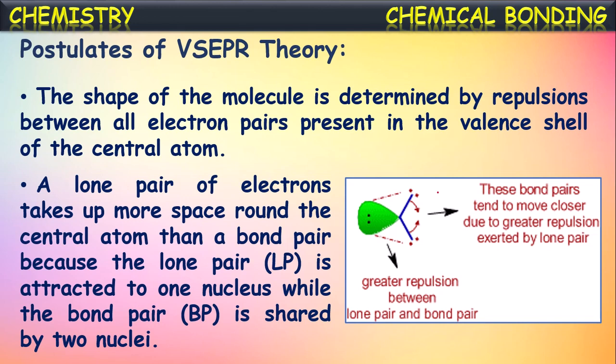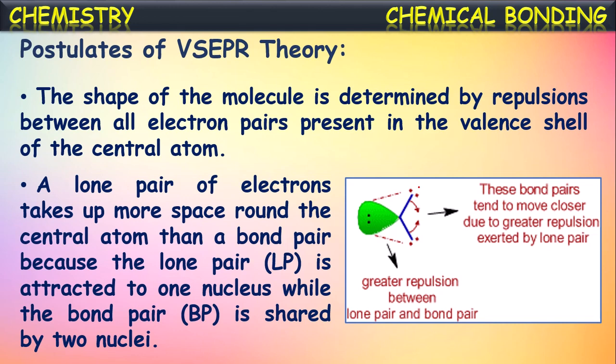Because this lone pair of electrons is attracted to only one nucleus, that is the central atom. Whereas the bond pair of electrons is connected to two nuclei: one is the central atom, another is the atom connected to it. In this way, the bond pair is attracted to the two nuclei of the atoms, whereas the lone pair is attracted to only one nucleus, that of the central atom.